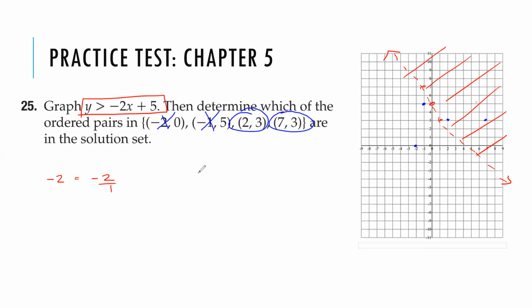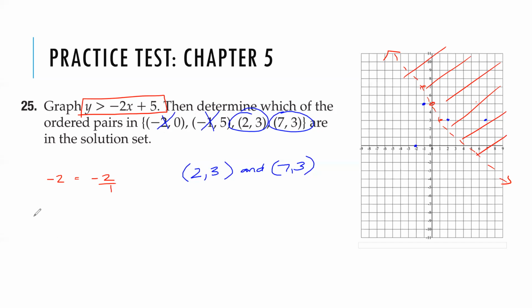So which ones are solutions? 2, 3, and 7, 3. The other thing I could do is plug in these values. Let's say you didn't graph it and it's just asking, is this point a solution to this inequality? You plug in the x value, you plug in the y value. If you get a true statement, then yes, that point is on the graph. If you get a false statement, then it's not. So let's test just a couple of these.